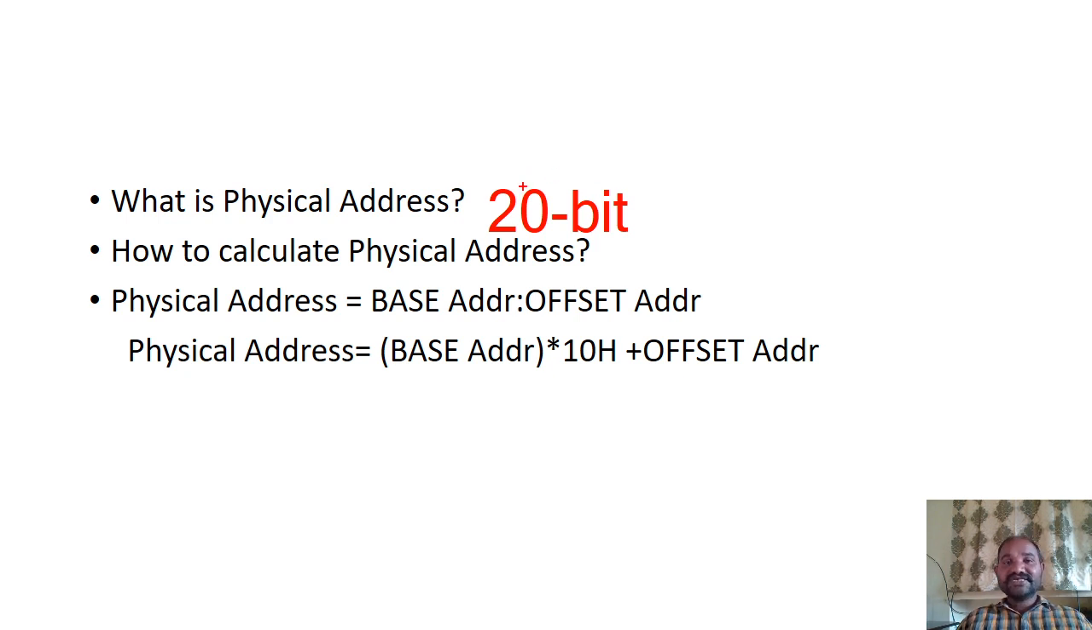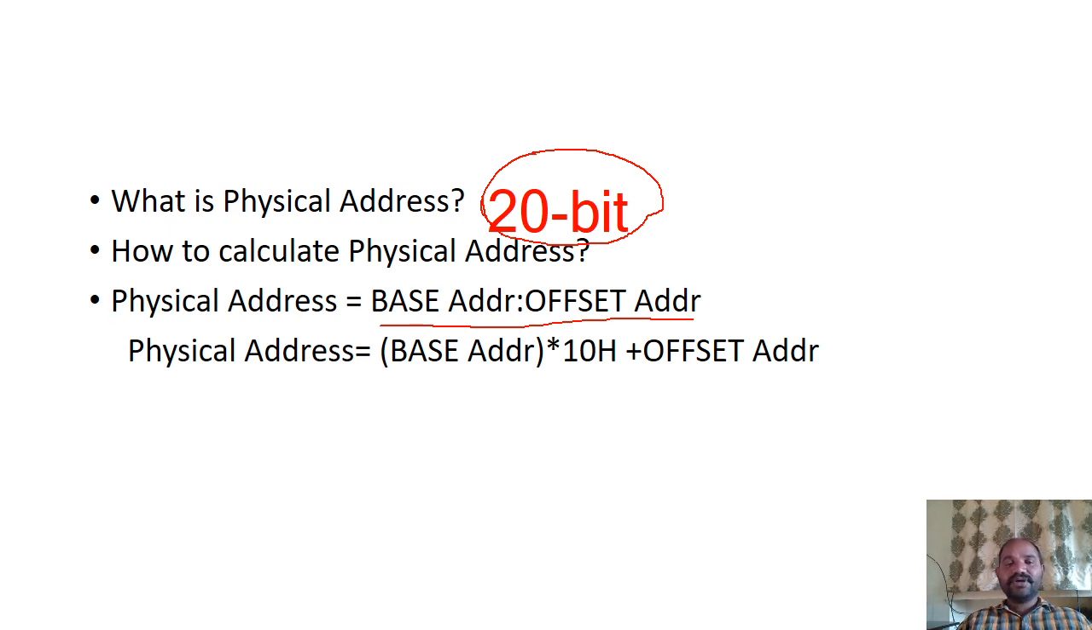With the help of the 16-bit base address as well as the 16-bit offset address, how is the physical address formed? Here we have the 20-bit physical address. In order to show the 20-bit physical address of a particular segment, we have a notation using the base address of that segment as well as the offset address of that segment.